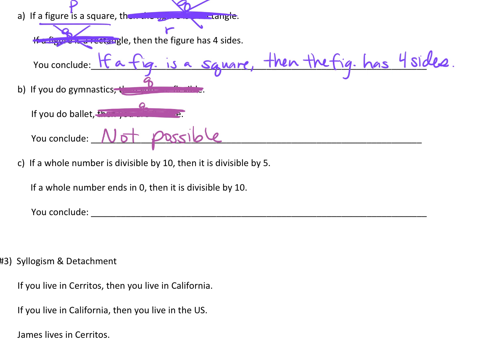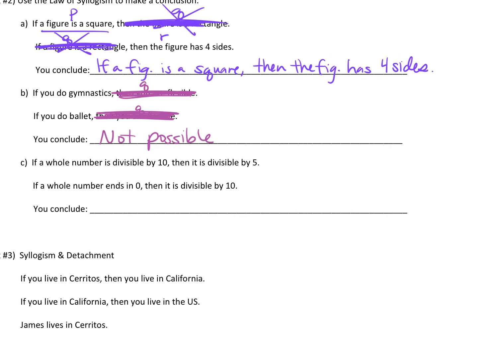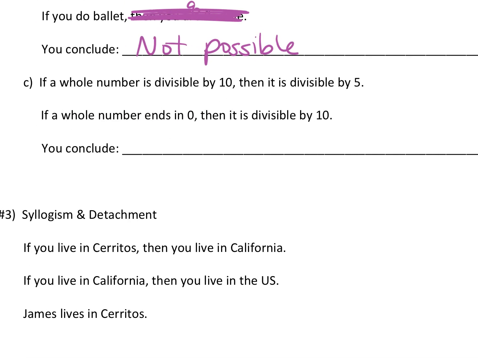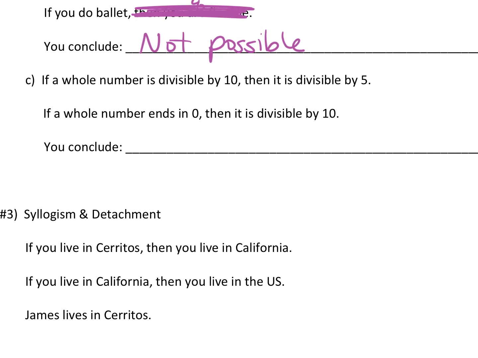Okay, this third one seems a little different. It's actually the exact same thing, and I think you can come up with an answer. So let's talk through this, and then you're going to tell your neighbor what conclusion you would make, okay? It says, if a whole number is divisible by 10, then it is divisible by 5. If a whole number ends in 0, then it's divisible by 10. Take a look at that, and then tell your neighbor what conclusion you would make. It's a little bit different.